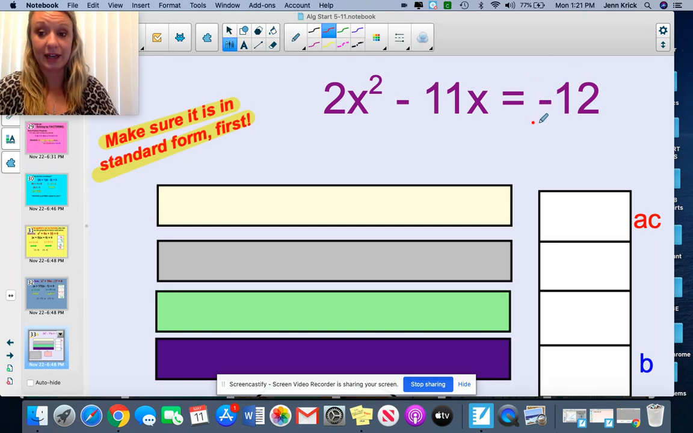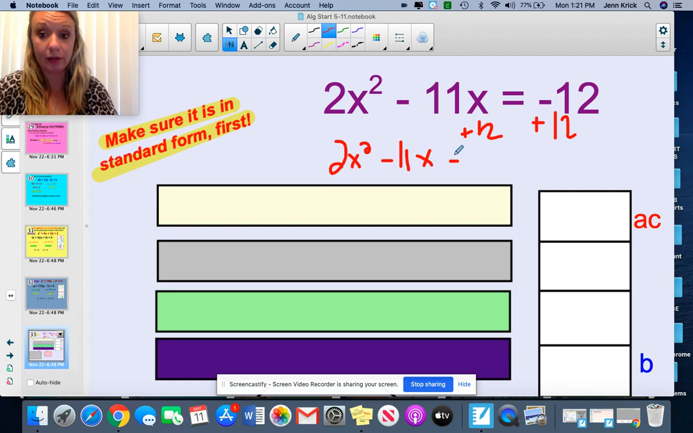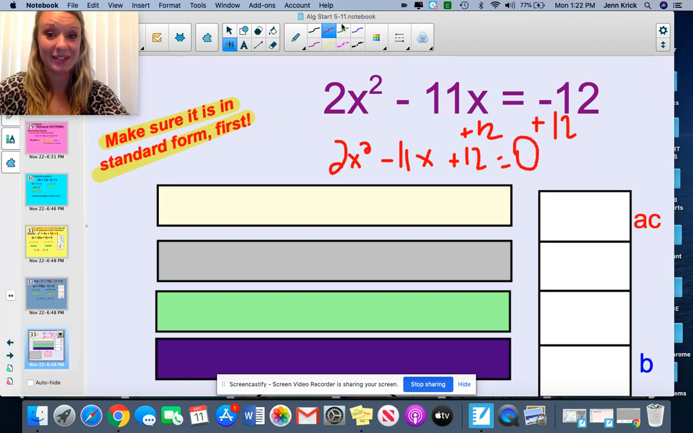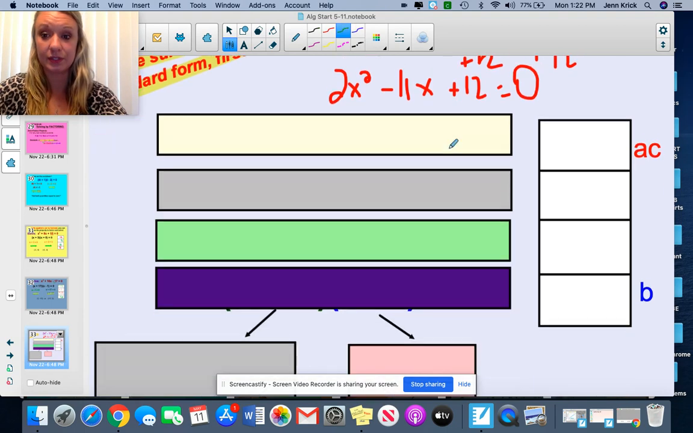To move over the negative 12, we're going to add that to both sides. So I've got plus 12, and I've got plus 12. Then I would have 2x squared, still minus 11x, plus 12, all equal to 0. Now you're ready to factor. It's in standard form, it's set equal to 0.